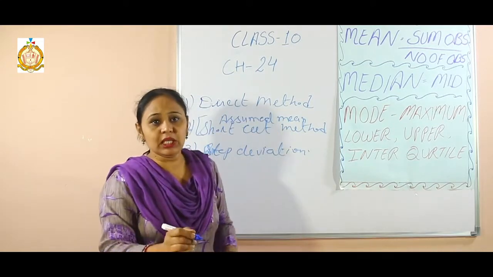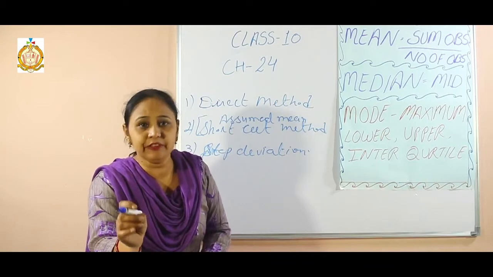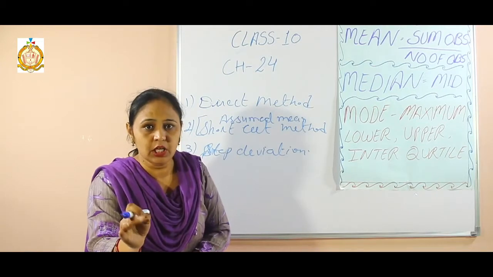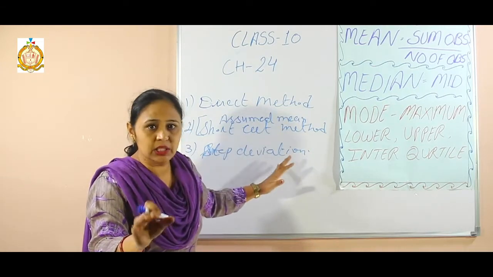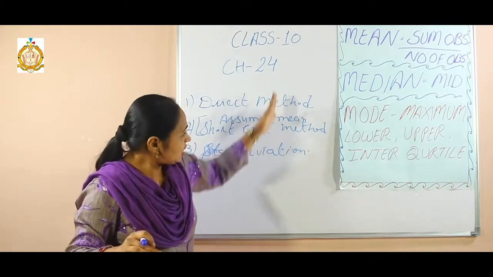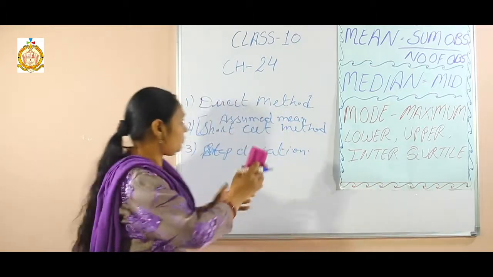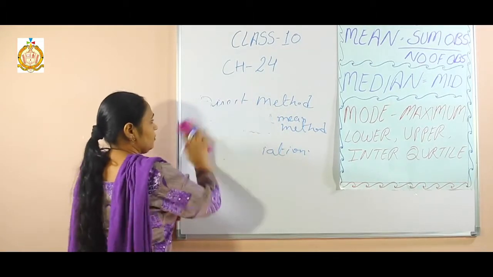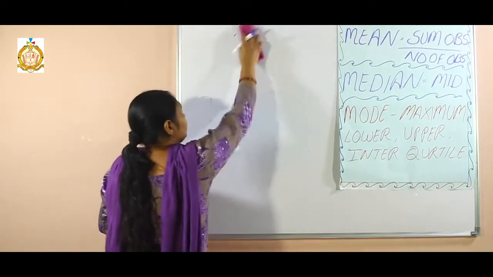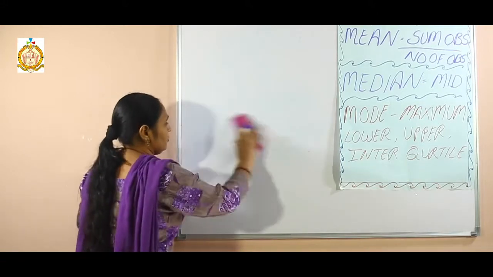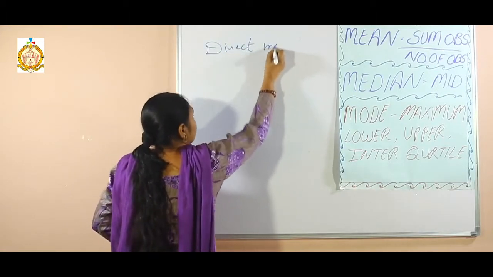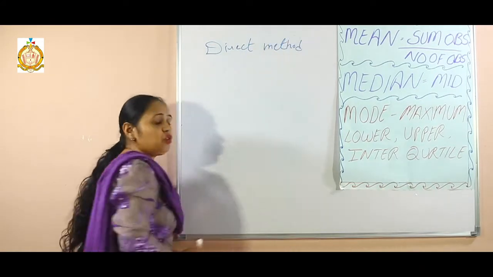In the board exam, they can ask for any method. They can write, find the average by this, that or that method. That means we have to use that particular method. So we have to learn these 3 methods, how we can find the mean by these. I am going to solve one sum by each method. First of all, the direct method.